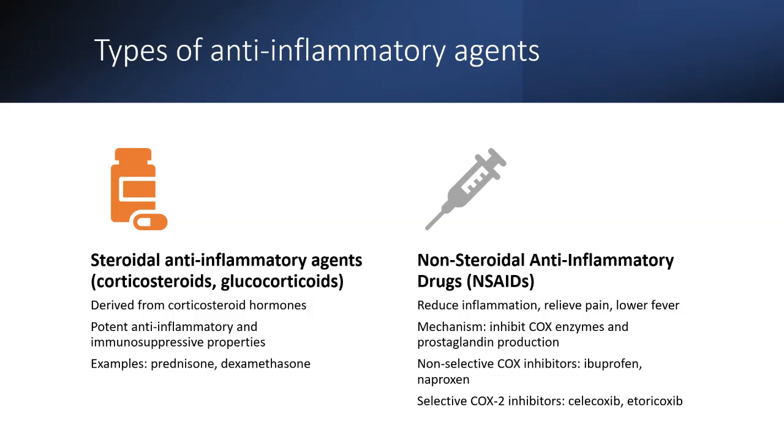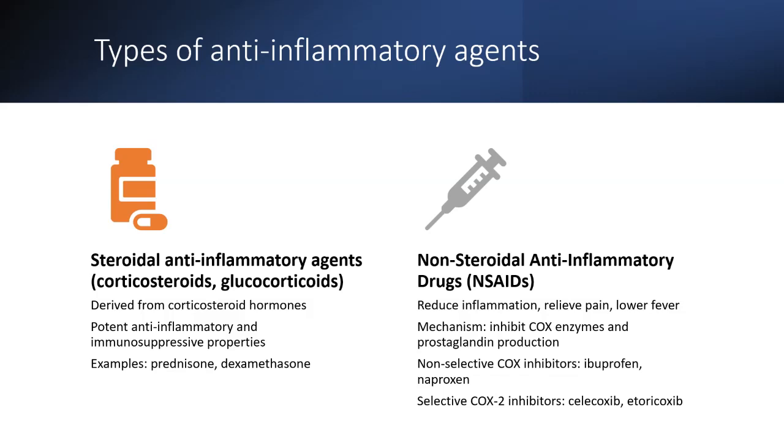Next, we have nonsteroidal anti-inflammatory drugs, or NSAIDs. NSAIDs are widely used to reduce inflammation, relieve pain, and lower fever. Their primary mechanism of action involves inhibiting the cyclooxygenase, COX, enzymes, which play a key role in the production of prostaglandins, chemical mediators that promote inflammation, pain, and fever. NSAIDs can be further categorized into non-selective COX inhibitors and selective COX-2 inhibitors.